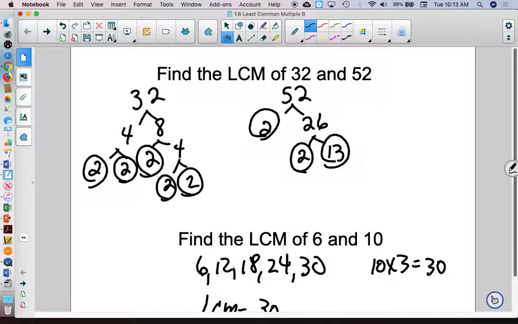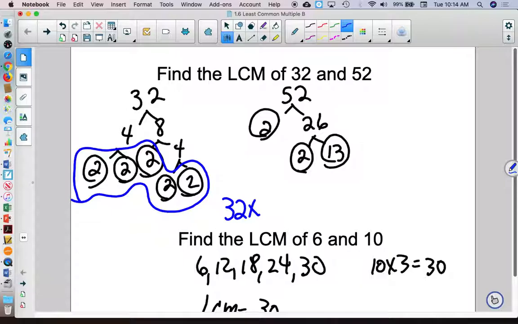The biggest group gets to come. Here is the biggest group of twos. And 2 times 2 times 2 times 2 times 2 is what number? So I get to bring 32. Now, the twos are already at the party. So these guys don't get to go. Sorry, you can't come. What number is left behind? 13. And 32 times 13 is 416.